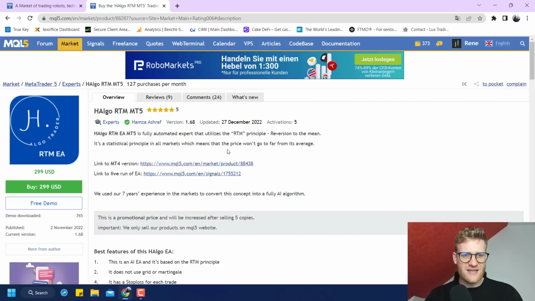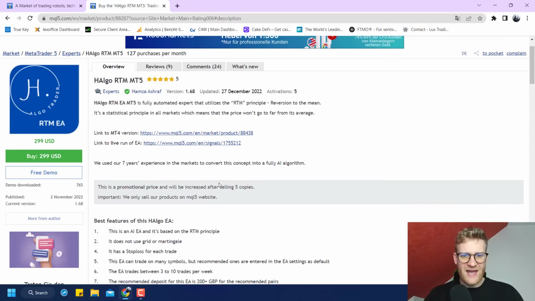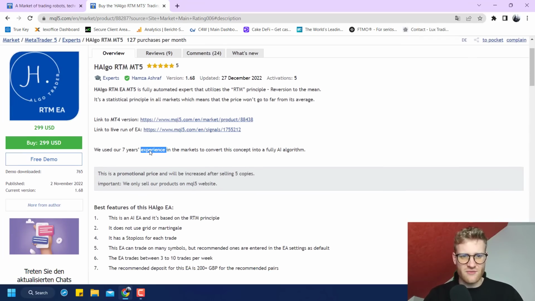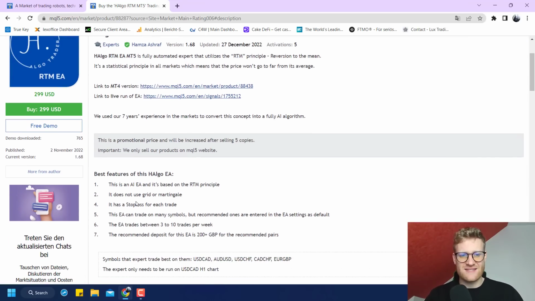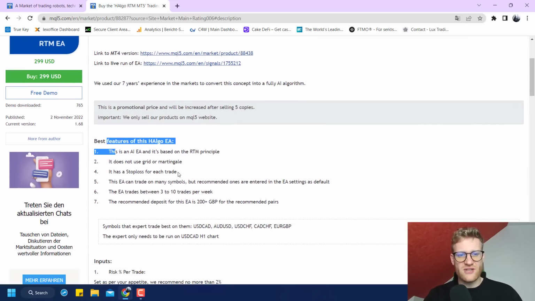So here it says it is a statistical principle, which is of course good, and it should be the case for most of the programs or strategies in general. And it says there are a lot of years of experience going into this. What I like is that it is showing a live signal here, and we will have a look at this in a second. But first of all, let's have a look at the feature list here.